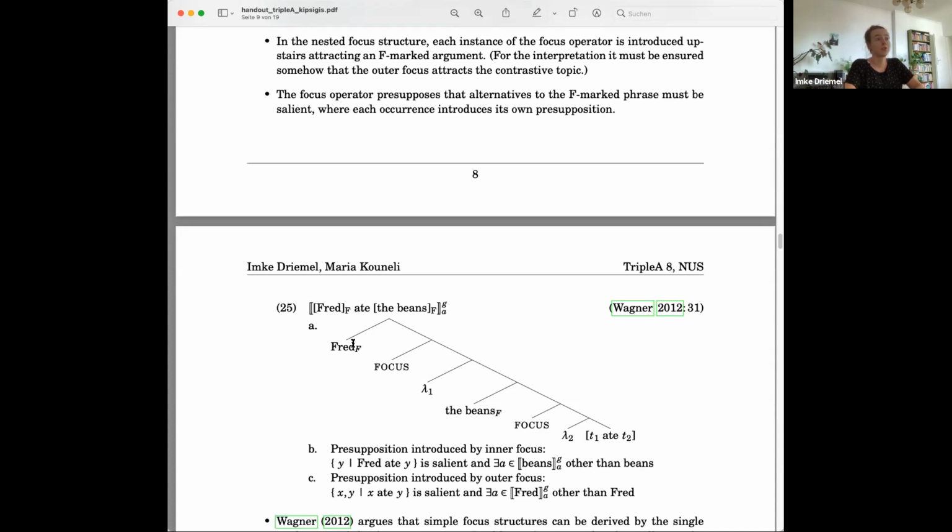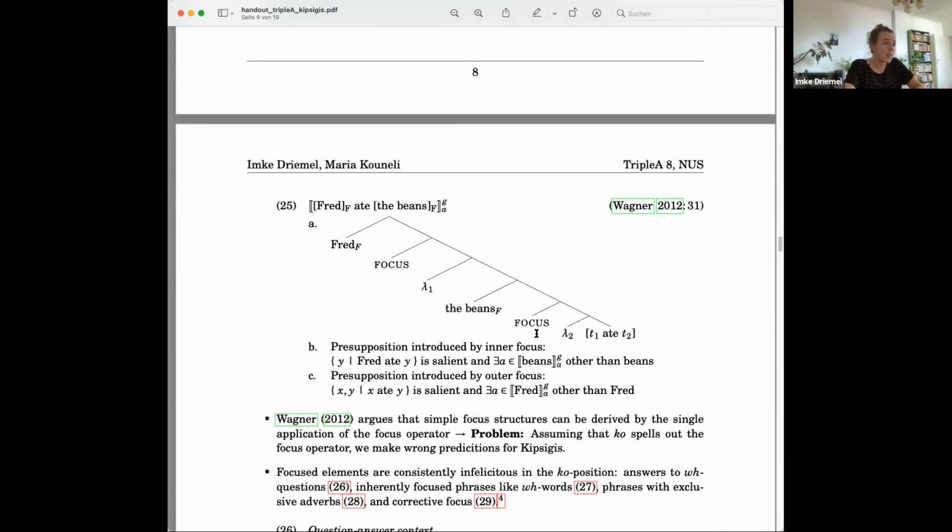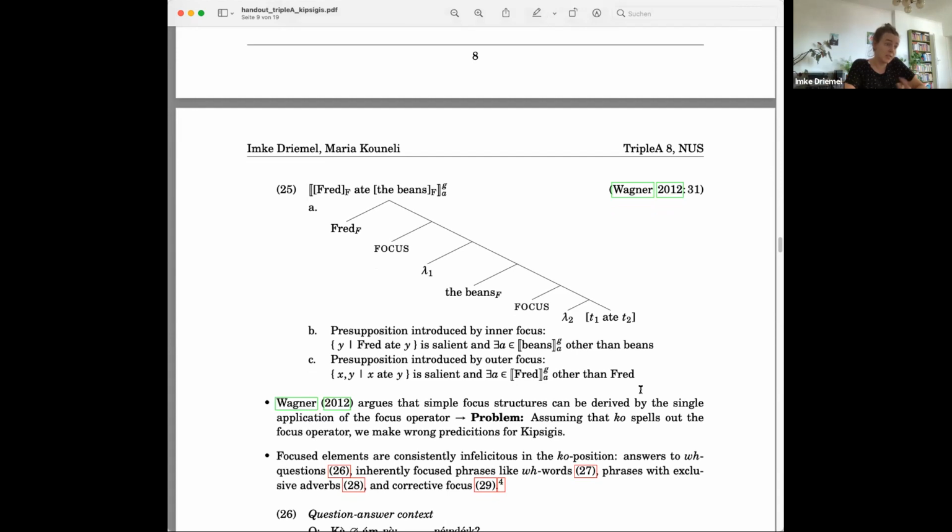And each of the focus operators presupposes that alternatives to the F-marked phrase must be salient, where each occurrence introduces its own presuppositions. And the presuppositions are given in 25B and C. So the inner focus says that a set Y such that Fred ate Y is salient, and there's an alternative to beans other than beans. And then the outer focus presupposes that a set XY such that X ate Y is salient, and there's an alternative to Fred other than Fred. And that gives you the licensing of contrastive topics. Now, Wagner argues that simple focus structures can be derived by the single application of the focus operator.